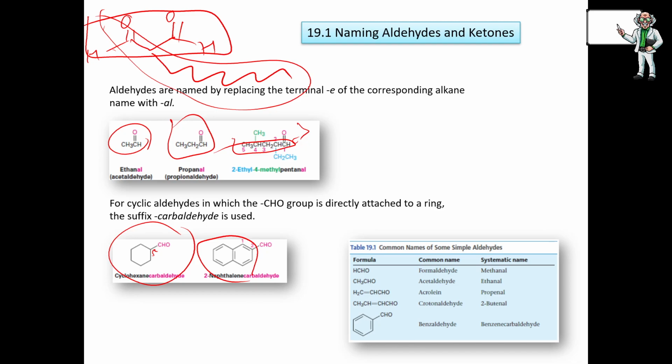As usual, a lot of aldehydes have common names. The 1-carbon aldehyde, instead of methanal, is normally called formaldehyde. The 2-carbon one, instead of ethanal, is called acetaldehyde. With a double bond, it is called acrolein instead of propanal. If we have this compound with a double bond in the middle of a butanal, instead of 2-butenal, it is called crotonaldehyde. And when we have a benzene attached directly to an aldehyde, instead of benzene carbaldehyde, the name is benzaldehyde.